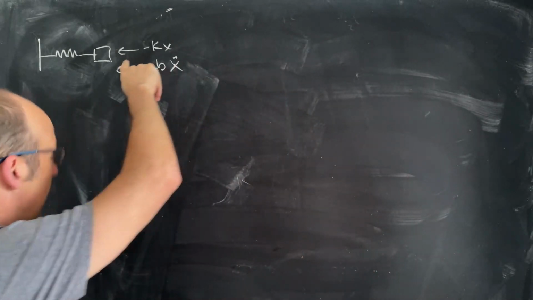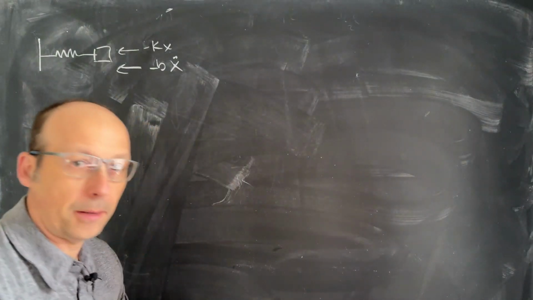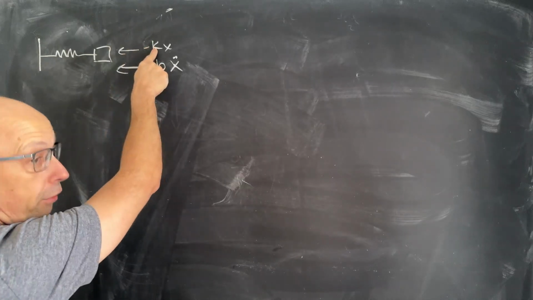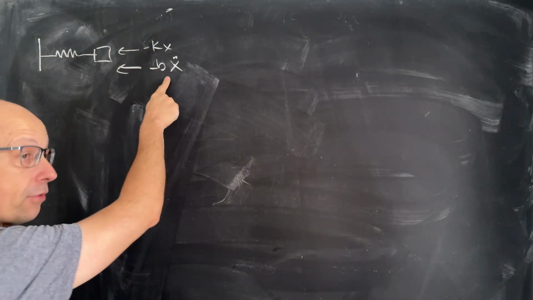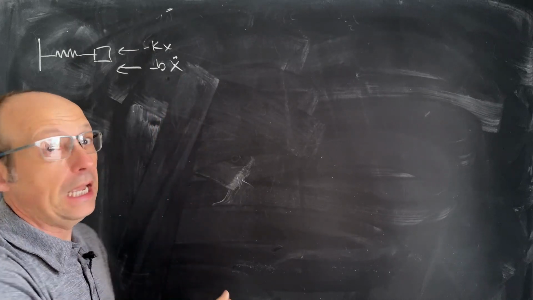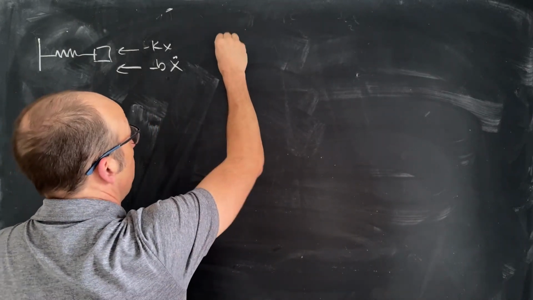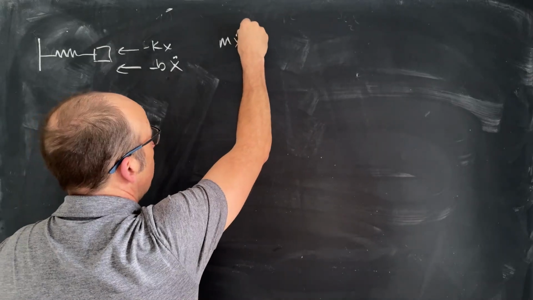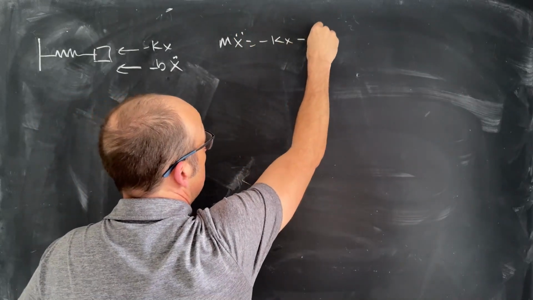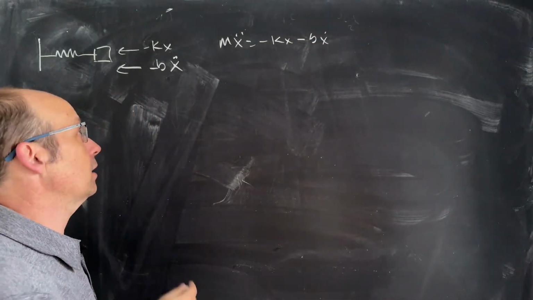We have a mass on a spring right here, and there are two forces acting on it. There's a restoring force from the spring, negative kx, but there's also a drag force that's proportional to the velocity, negative b x dot, where x dot is the velocity. We can write Newton's second law as m x double dot equals negative kx minus b x dot. And that's the differential equation that we want to solve.